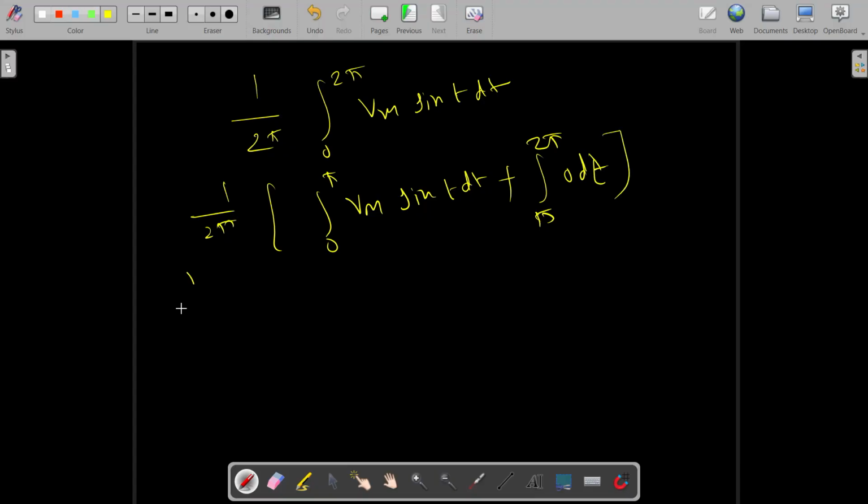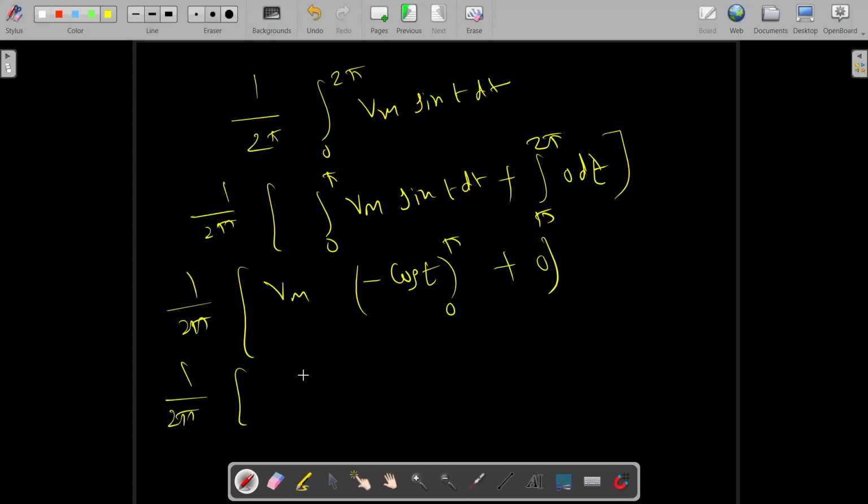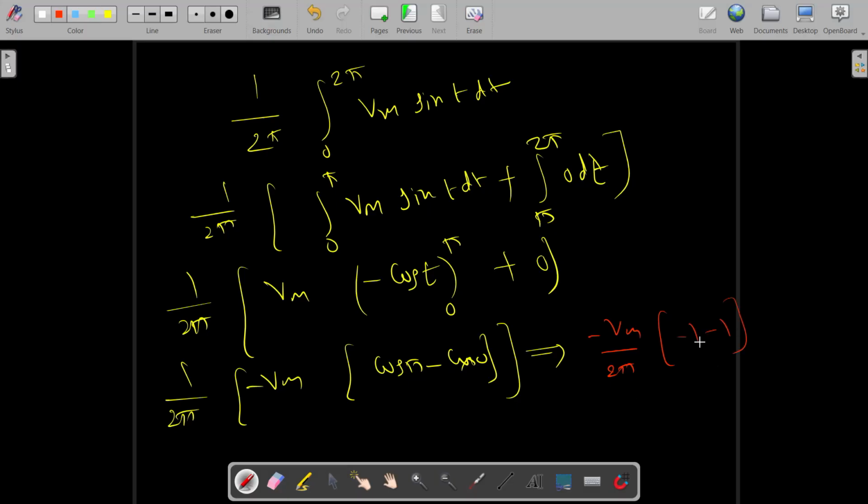Okay, so therefore this is 1 by 2 pi. Vm is going to be constant. The integration for this is minus cos t, right? So the limits are from 0 to pi, and the other part is going to be 0. So 1 by 2 pi, Vm will be here, minus Vm, cos pi minus cos 0. So what is this? The final answer is going to be minus Vm by 2 pi times minus 1 minus 1. Okay, so this is going to be Vm by pi.